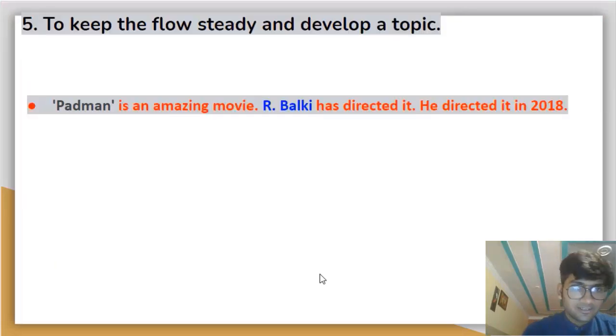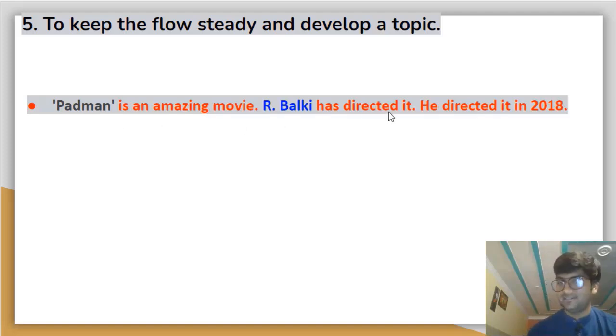Case number 5, to keep the flow steady and develop a topic. Try to understand this. Sometimes sentences are interconnected and they're talking about one thing only. And to be able to focus on that thing, you have to write sentences in passive voice as well. Right? Look at this example. Padman is an amazing movie. Here the focus is on this movie Padman. Padman is the amazing movie subject.